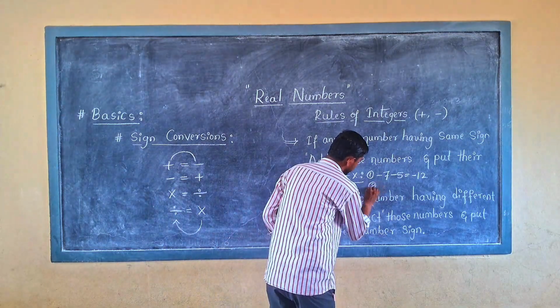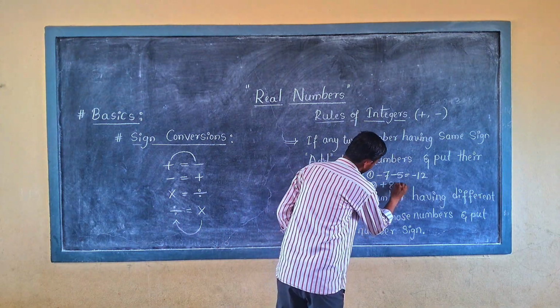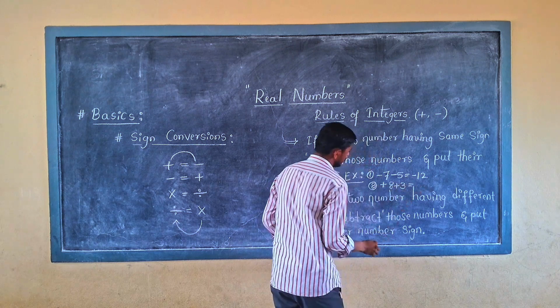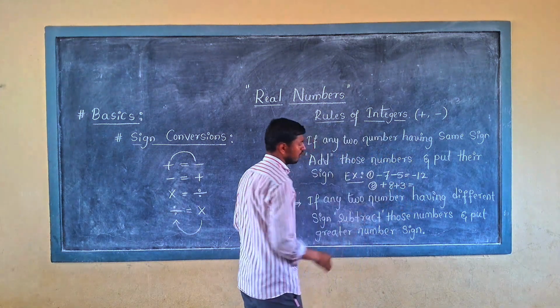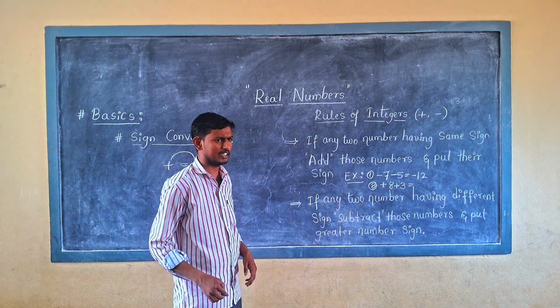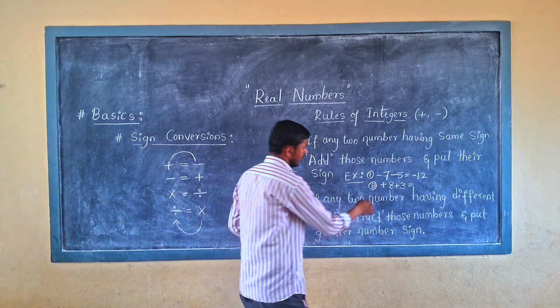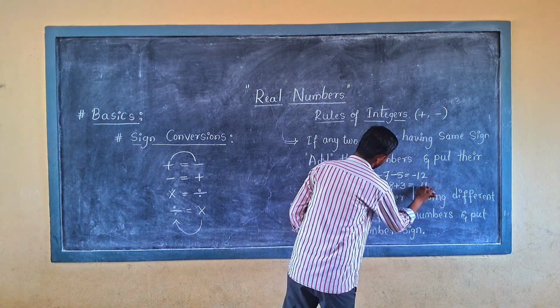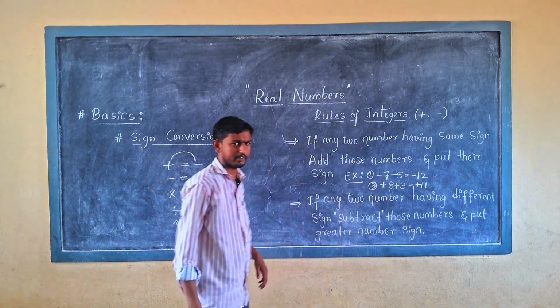Another example is plus 8 plus 3 is equal to, both have the same sign, that's why we can add: 8 plus 3 is 11, plus 11.